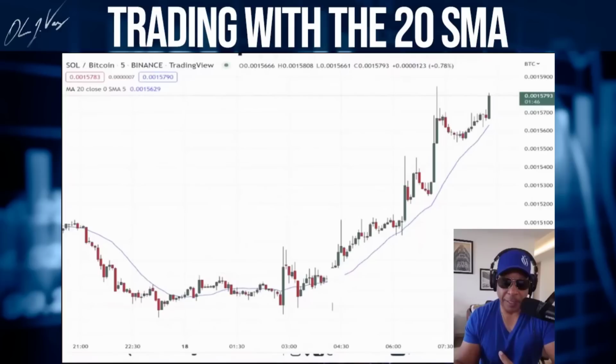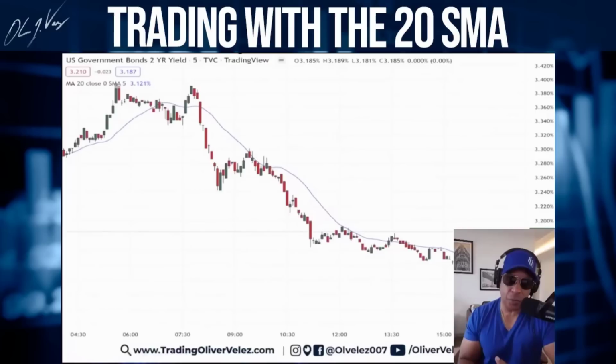Boom. Here is a trade with the 20. Here is a declining 20 period moving average on this 5-minute chart. Just fall into the downside. Bet down. Play with the 20. Don't try to find the bottom when the 20 is declining. This is a losing proposition. Find something that has a relatively smooth declining 20 and then fall into the downside.